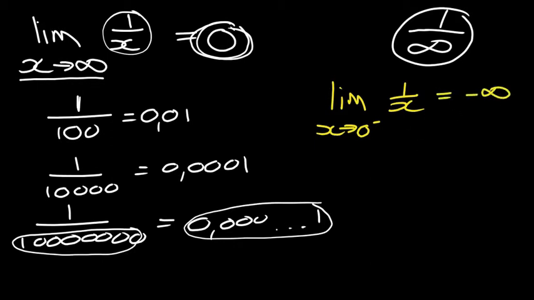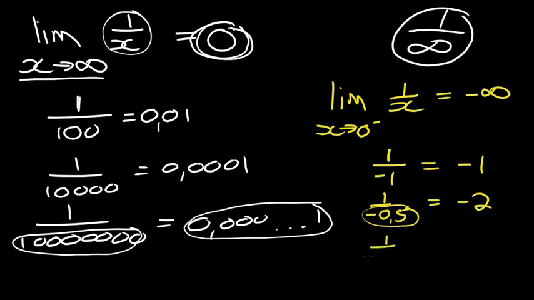Okay, how is that? Well, if you have 1 divided by negative 1, that's negative 1. If you have 1 divided by negative 0,5, so this one is already coming closer to 0, it's going to be negative 2. You can just check that on the calculator. Then if you have 1 divided by negative 0,01, that's going to be negative 1,000.